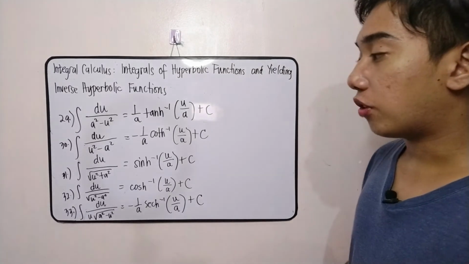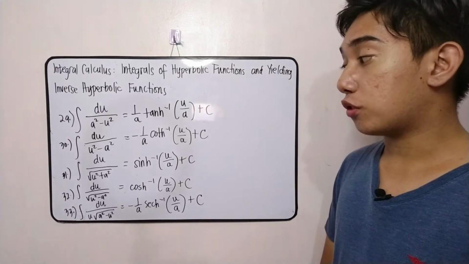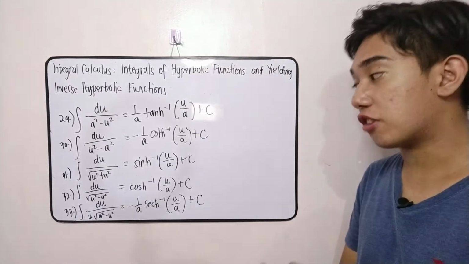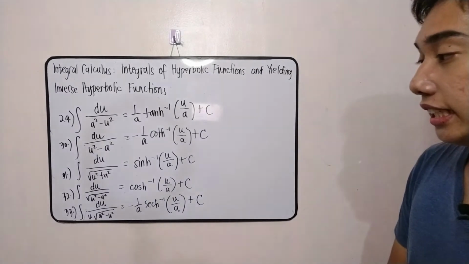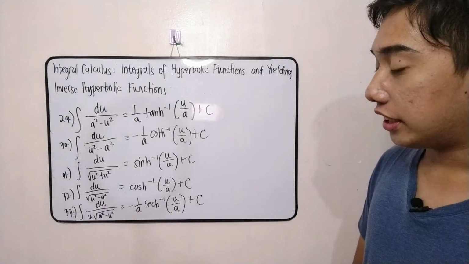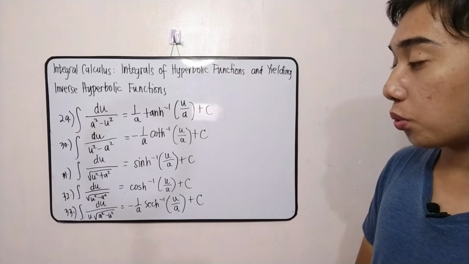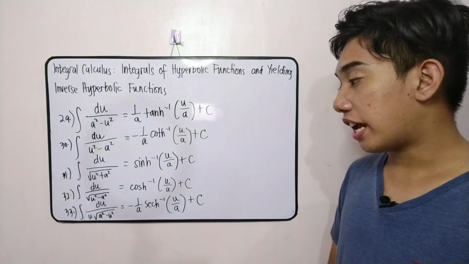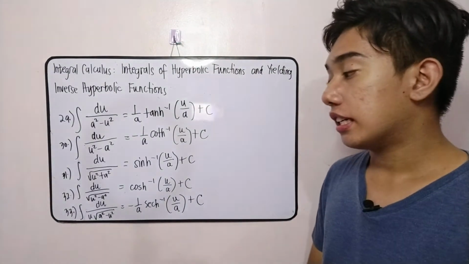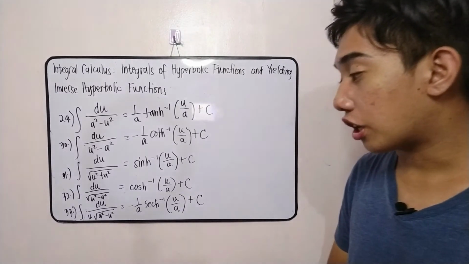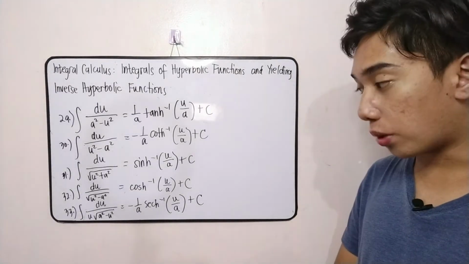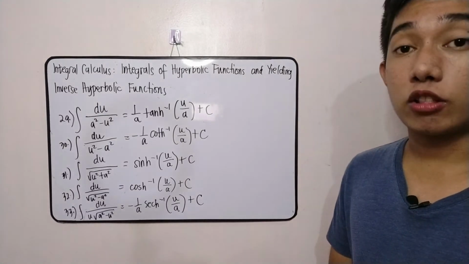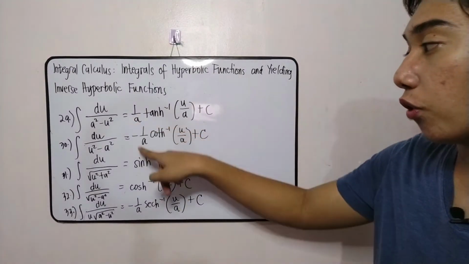For the third one, we have the integration of du all over the square root of u squared plus a squared is equal to the hyperbolic inverse sine of u over a plus c. Then for the next integral, we have the integral of du all over square root of u squared minus a squared is equal to inverse hyperbolic cosine of u over a plus c. And for our last one, we have the integral of du all over the square root u times the square root of a squared minus u squared is equal to negative 1 over a hyperbolic inverse secant of u over a plus c. You take note of 1 over a, guys, ha.